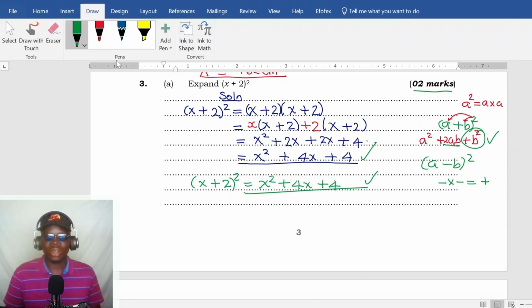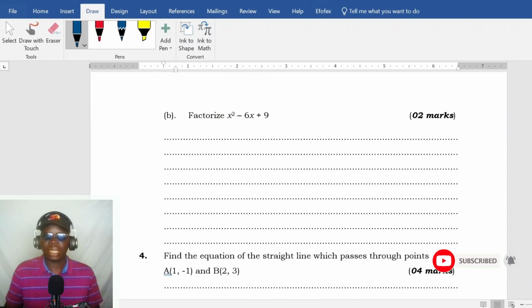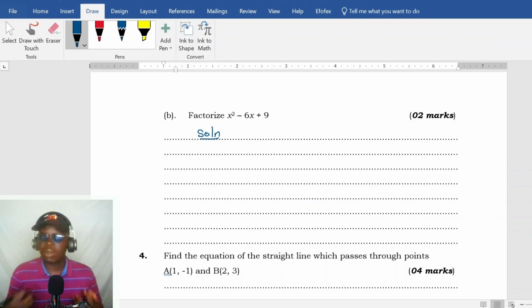Lastly, let's move on and take a look at 3B. For question number 3B, let us scroll up and have with us: factorize x squared minus 6x plus 9, and it also carries 2 marks. Of course, this one you can also do in one line, but we'll move on with the longer version, in order for you to know exactly how even a short form comes about.